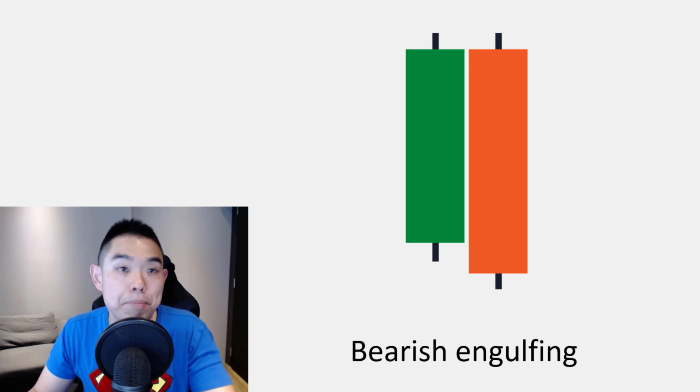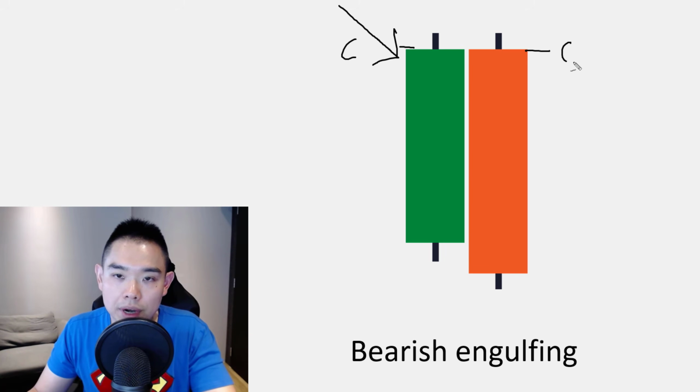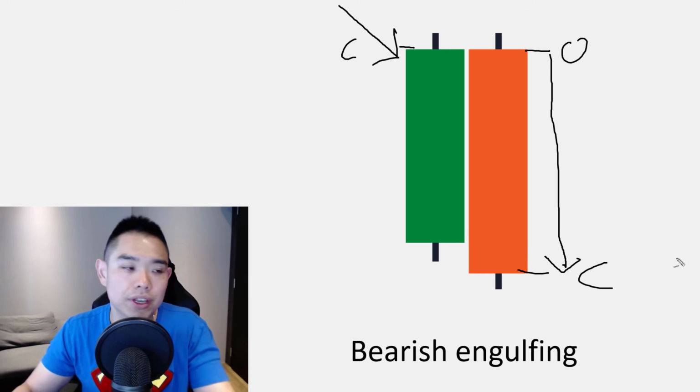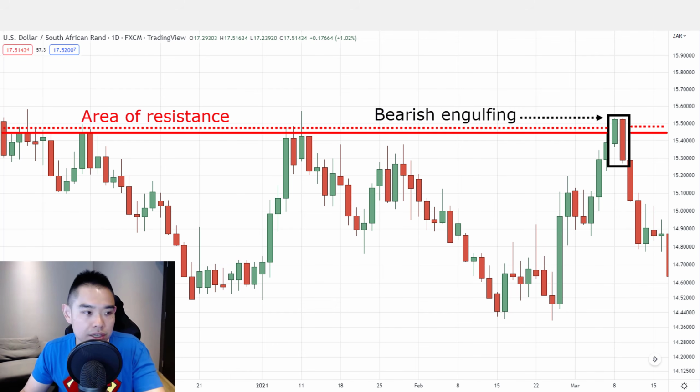So this is what we call a bearish engulfing pattern. The first candle is green, and you can see that the buyers are in control, closing near the highs of the day. Then on the next candle, from this opening price, the sellers drive the price down lower, closing near the lows of the day. This is what we call a bearish engulfing pattern. And it looks something like this on the chart.